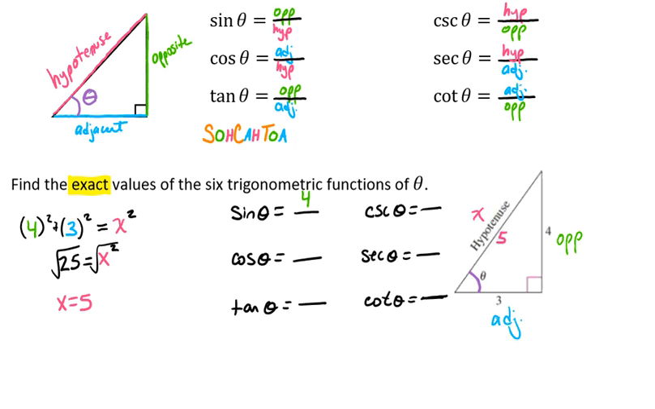So to find our sine, we're going to have the opposite over the hypotenuse, which is 4 over 5. And then our cosecant is that reciprocal, so 5 over 4. Our cosine is the adjacent over the hypotenuse, so we'll have 3 over 5, and the secant is that reciprocal, which is going to be 5 over 3. Our tangent is the opposite over the adjacent, which is 4 over 3, and the cotangent is going to be the reciprocal of that, which is 3 over 4.